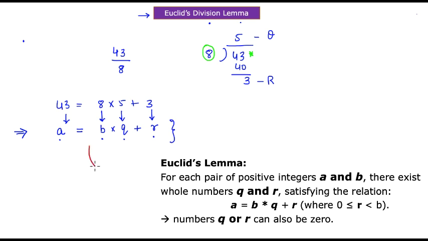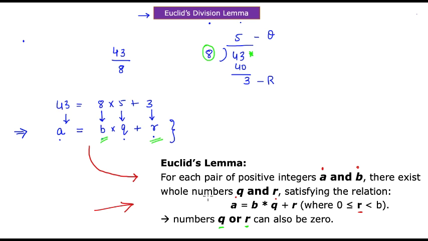So Euclid's lemma is a simple mathematical statement that defines a relation between the dividend, divisor, and so on. It states that for each pair of positive integers a and b, there exist two whole numbers q and r that satisfy the relation a = b times q + r, where the condition is that the remainder r has to be greater than or equal to 0 and less than b. Of course, you understand that the remainder is always going to be less than the divisor, correct? And the numbers q and r could also be 0. This is what is known as Euclid's lemma.